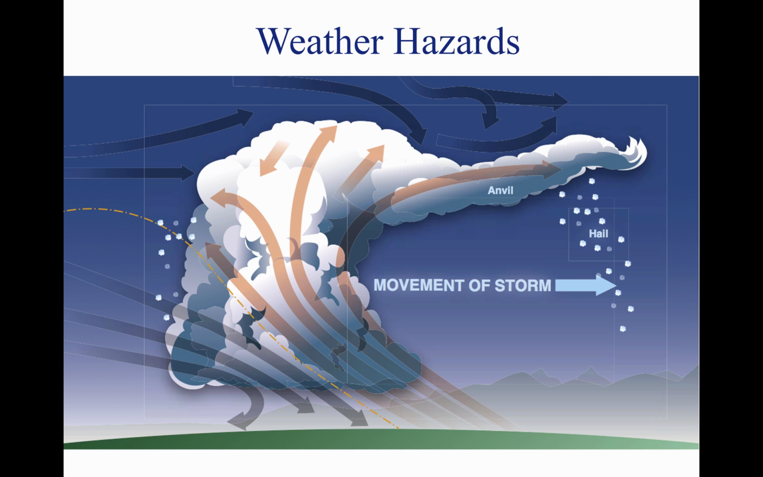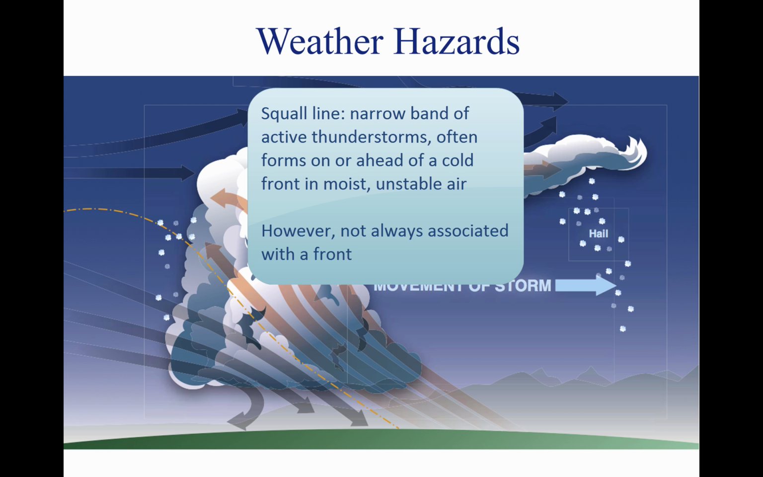Fronts, converging winds, and troughs aloft force upward motion spawning these storms, which often form into squall lines. A squall line is a narrow band of active thunderstorms. Often it develops on or ahead of a cold front in moist, unstable air, but it may develop in unstable air far removed from any front.